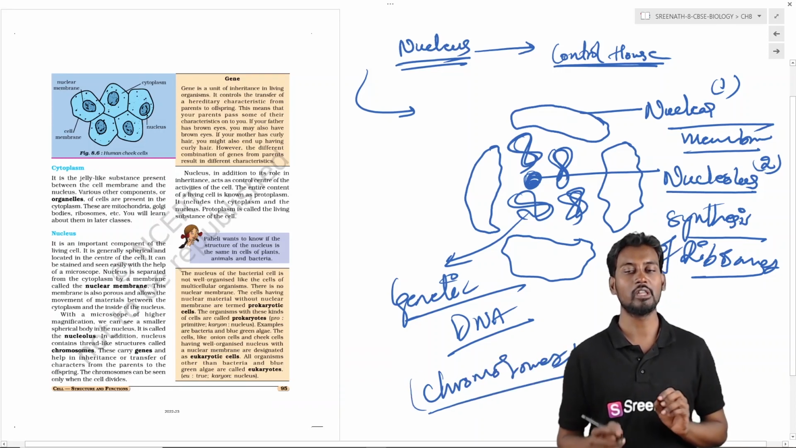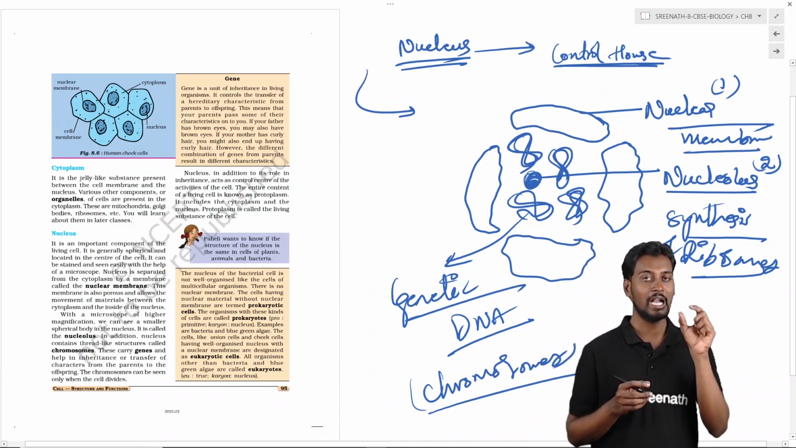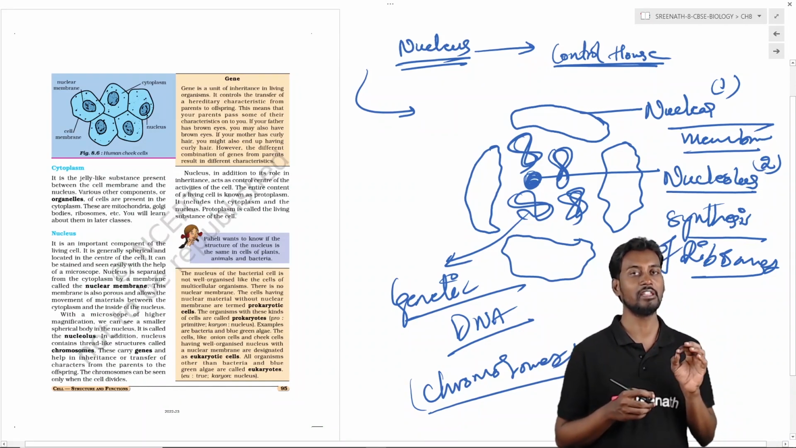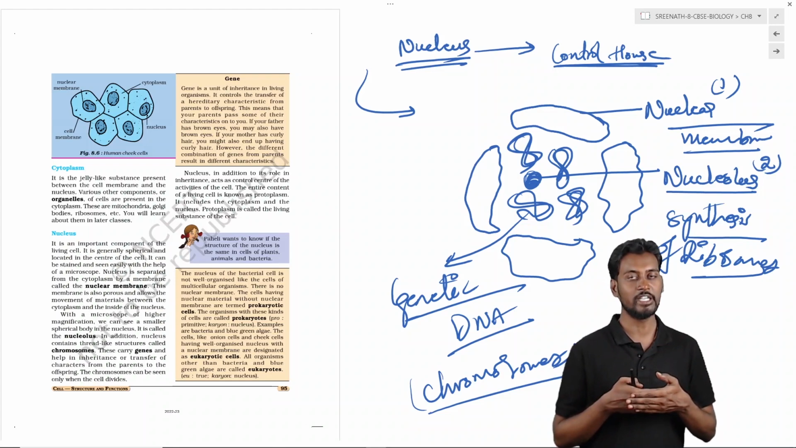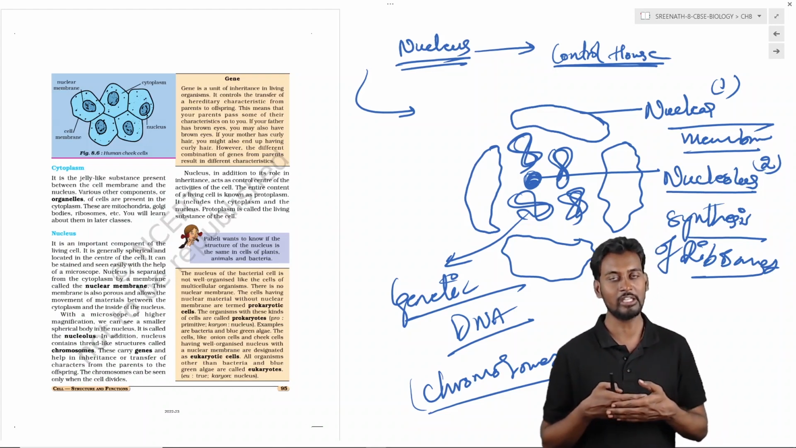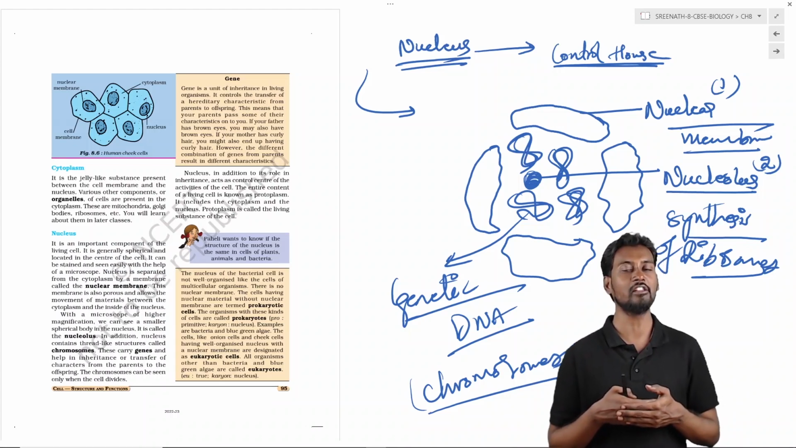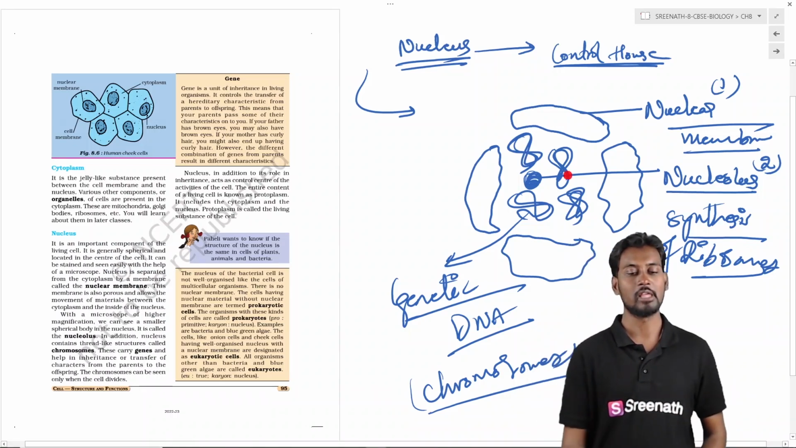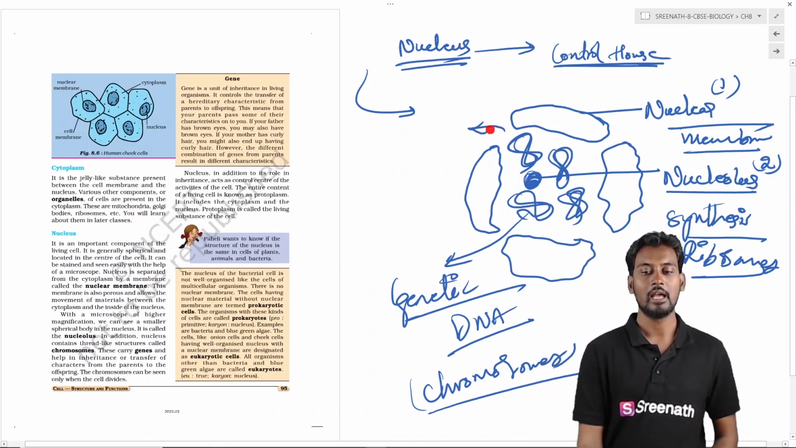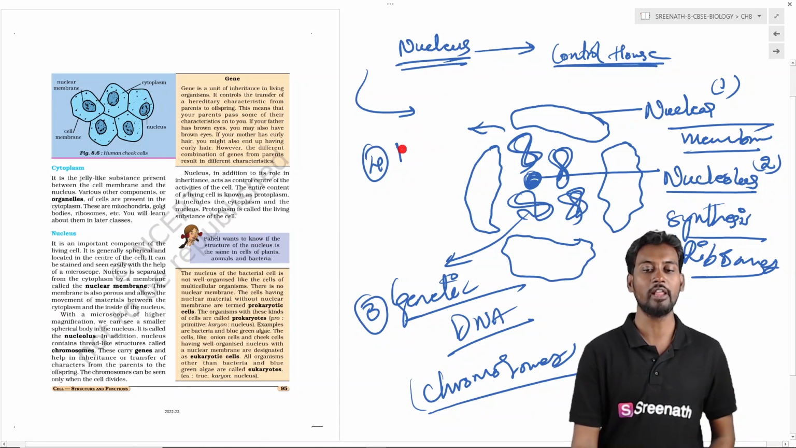So the chromosomes are nothing but the condensed form of genetic material, that is in the form of DNA. So genetic material appears in the form of DNA in the nucleus, and it appears in a very condensed pattern called chromosomes. Apart from this, there is a fourth element called the nuclear pore.